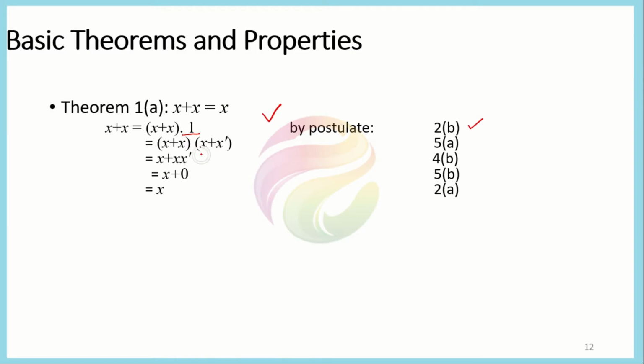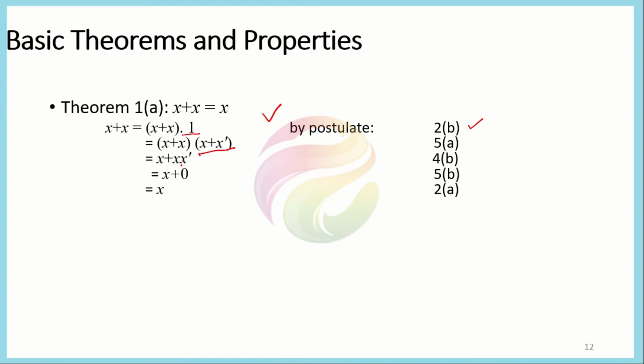And from postulate 5a, you can see that 1 can also be represented in the form of x plus x complement, because this term will always result in 1. So x plus x complement is always equivalent to 1. And for the last part, we have to apply the distributive law, which is 4b here. From the distributive law, we multiply this with this and this with this. So we get the result, which is equal to x plus x into x complement.